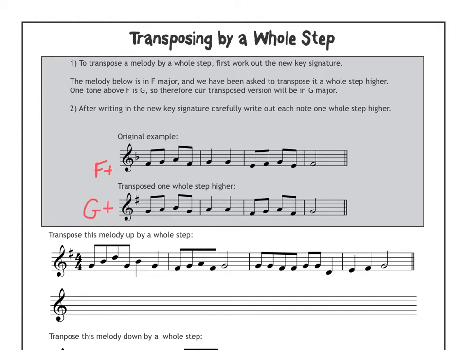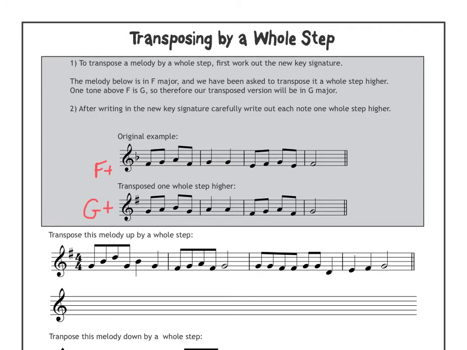Okay, so that's how we transpose, that's how we figure out the new key. All right, that's step one. Work out the new key signature. Start from your original, travel the distance, and that's your new tonic. After writing in the new key signature, carefully write out each note one whole step higher.